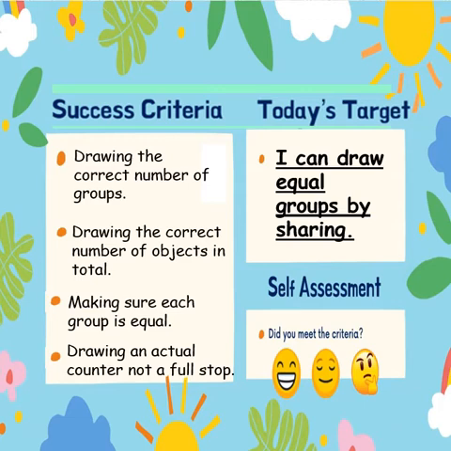We must make sure that each group is equal. And it's really important that we draw an actual counter, not a full stop, okay? So let's find out how we're going to do it.